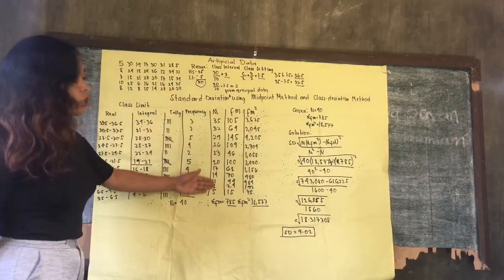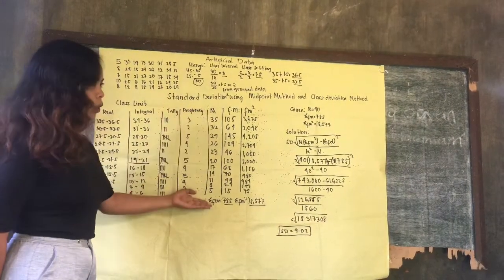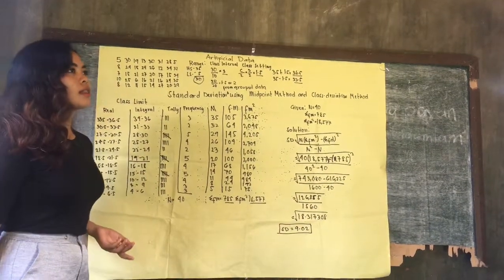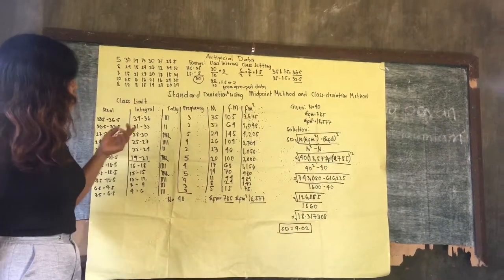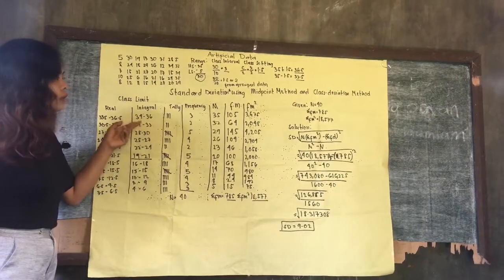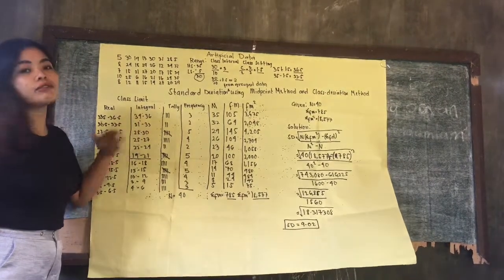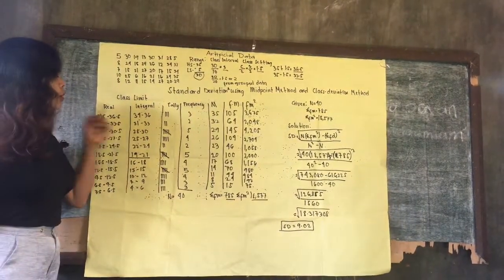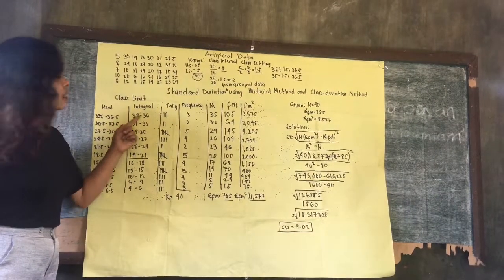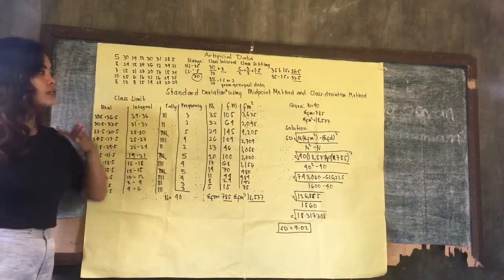The next column is our midpoint. So again, remember, to get the midpoint, just add these two values, then divide by 2. So 34 plus 36 divided by 2 is 35.